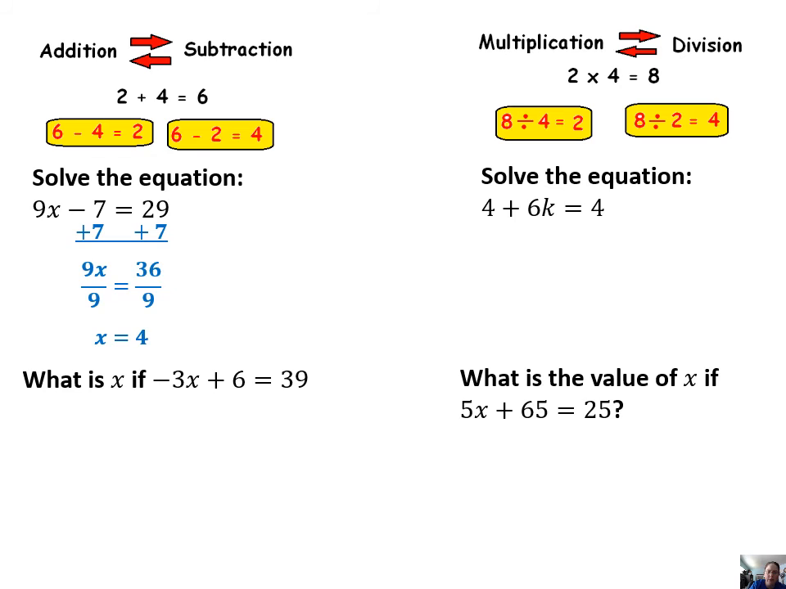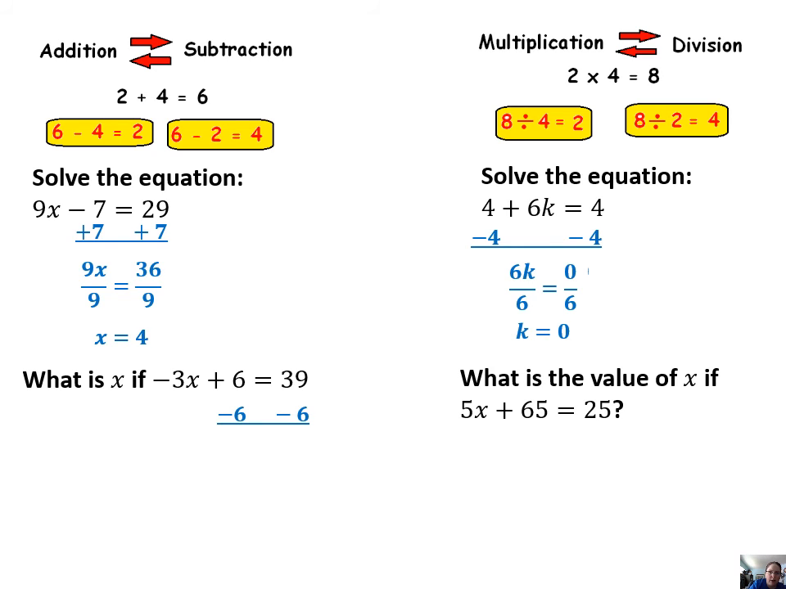The next one, solve the equation 4 plus 6k equals 4. Subtract 4 from both sides. We get 6k equals 0. Divide both sides by 6. 0 split into 6 equal groups, you would still have 0 in each group.